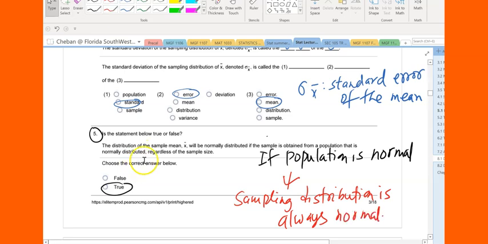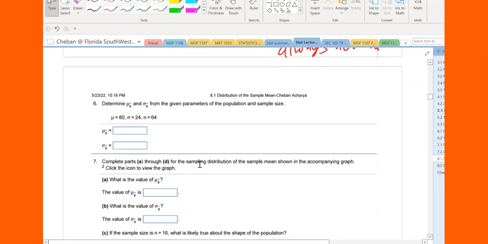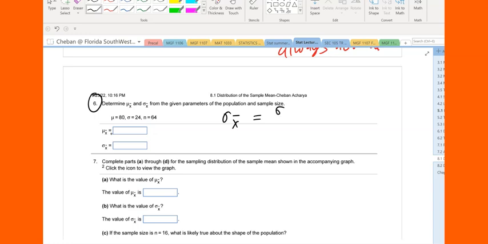And again, regardless of sample size, whatever sample size you pick, sampling distribution is always normal. Okay, question number 6. Determine mu x bar and sigma x bar from the given parameters of the population and sample size. Pretty much we're looking for the sigma x bar formula, which is sigma over square root of n, and the mu x bar formula, which is just mu.